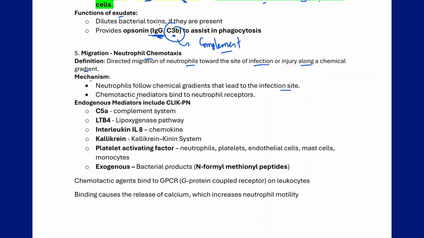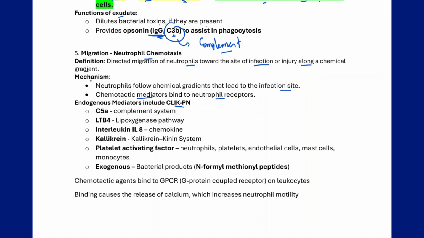And this is chemotactic mediators binding to the neutrophil receptor. And once those chemotactic mediators bind to the neutrophil receptor, they facilitate the movement of that neutrophil towards the site of the injury or the bacteria. So what are these endogenous mediators that are involved in this process? And we have a great mnemonic to be able to remember them. So that's CLIKPN.